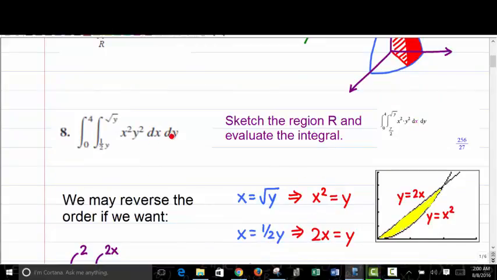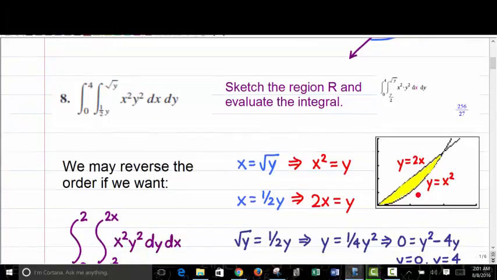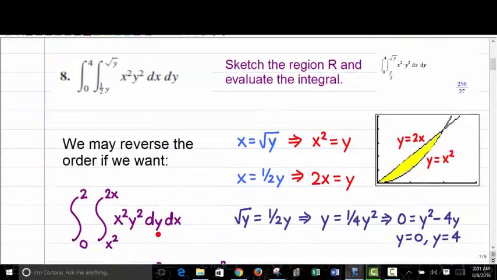So I graph them. If x equals 1/2 y, that's y equals 2x. And if x equals the square root of y, that's y equals x squared. So dx means left to right, not lower to upper, left to right. The line is on the left, y over 2, and the curve is on the right, square root of y. But you see, now I've changed them to be y in terms of x, if I want to do this in dy dx order. So now we would look at this lower to upper with dy on the inside.